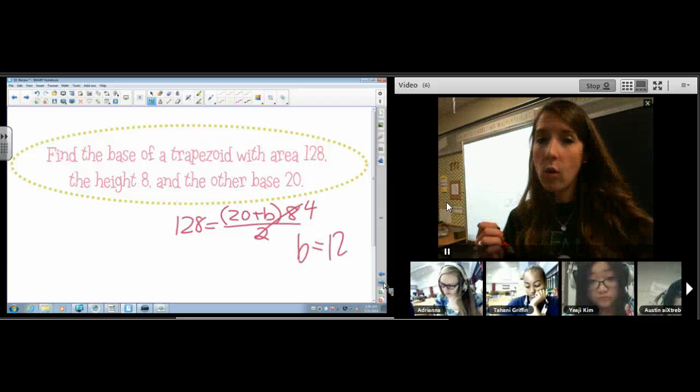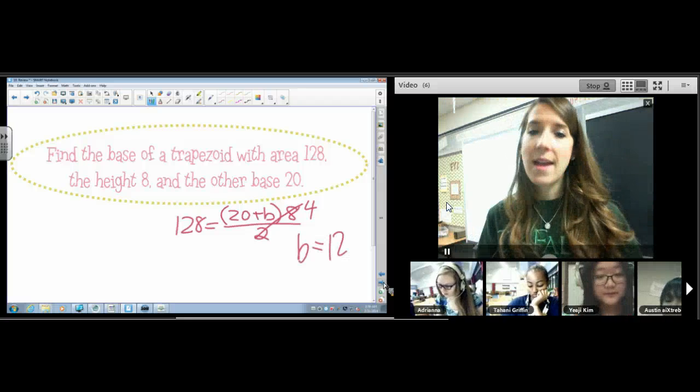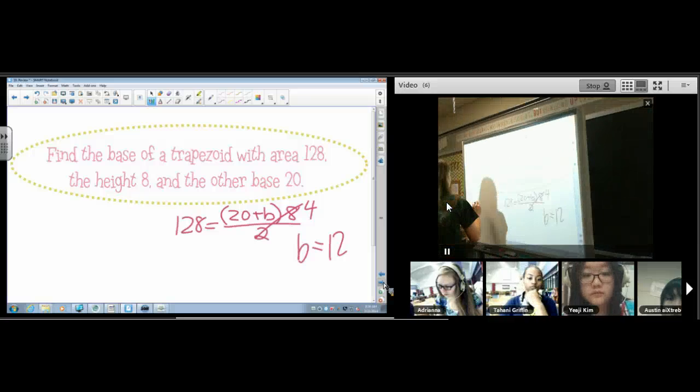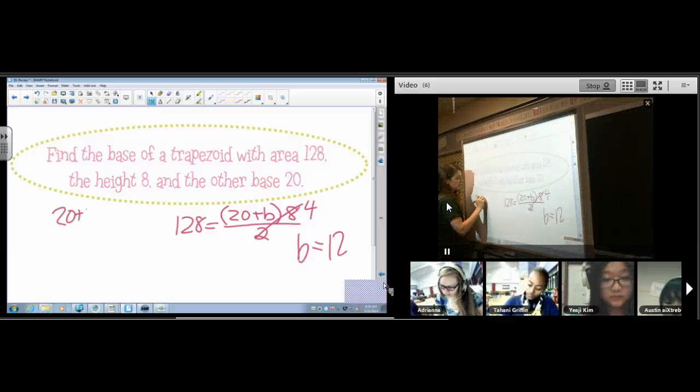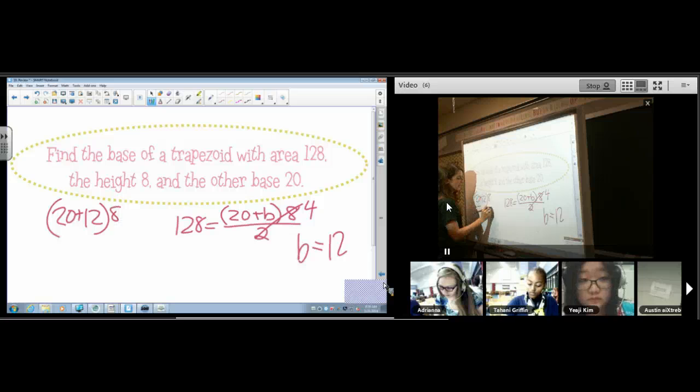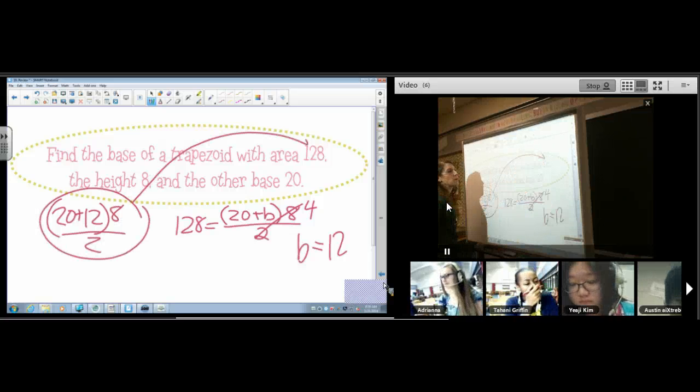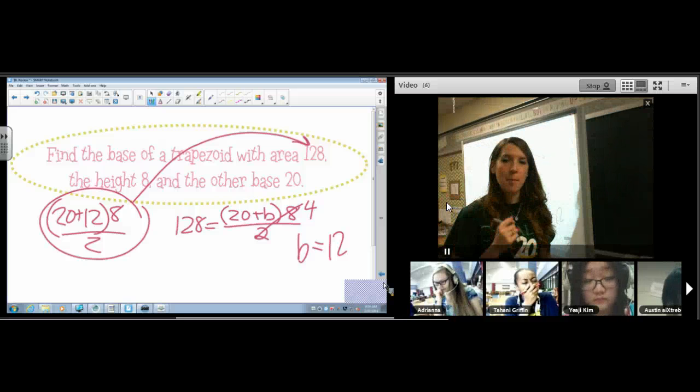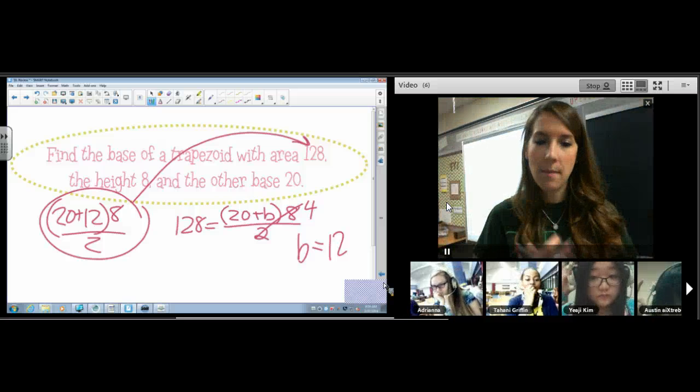And then guys, of course, on the test, you would plug that back in. You would say, okay, does it work? 20 plus 12 times 8 divided by 2. You would plug it in and make sure it equals 128. You would not get that problem wrong because you can plug it back in.